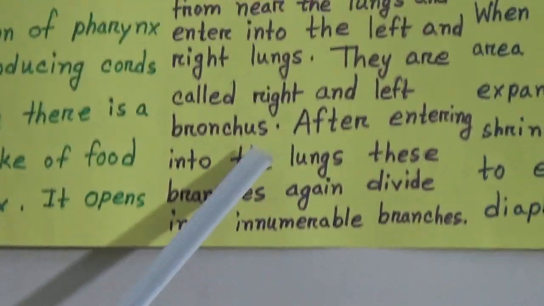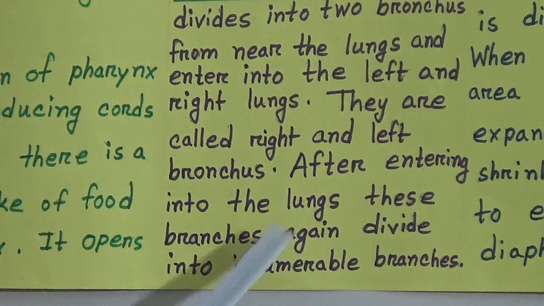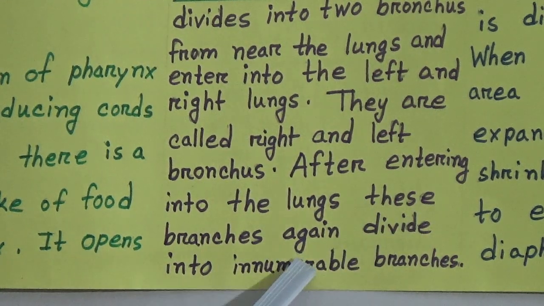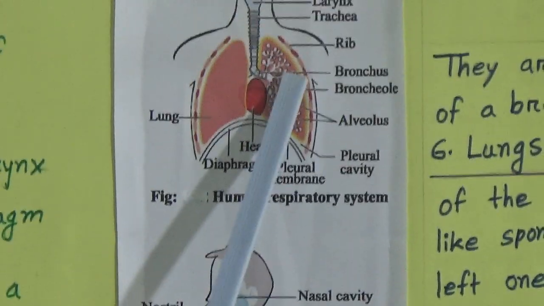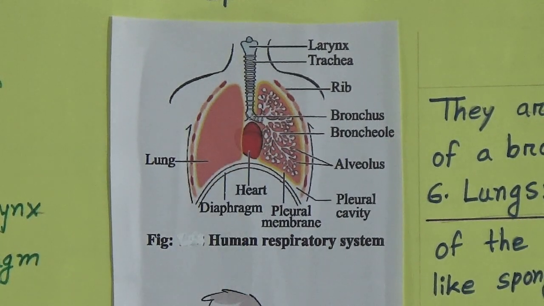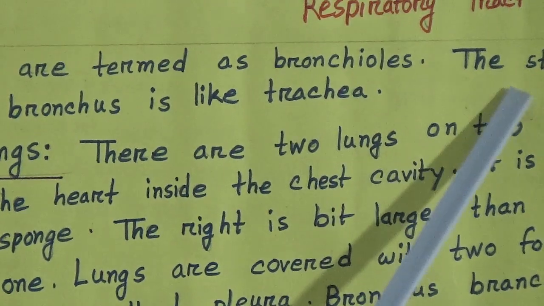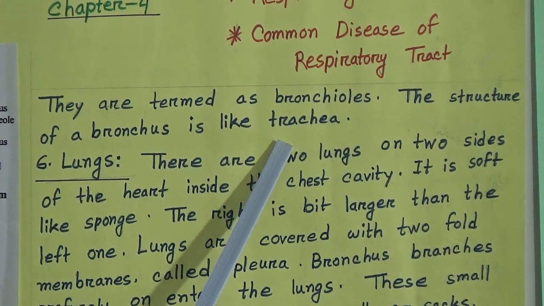After entering into the lung, these bronchi are again divided into numerous branches. You can see this picture. Here is a bronchus and its branches. They are termed bronchioles. The structure of the bronchus is like the trachea.